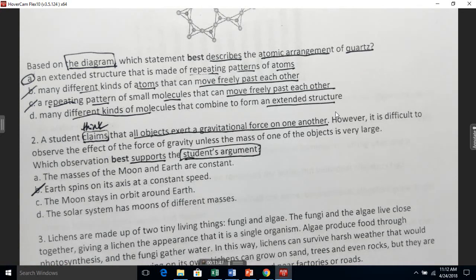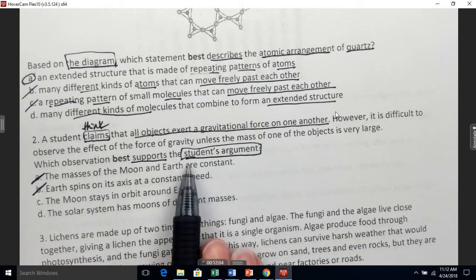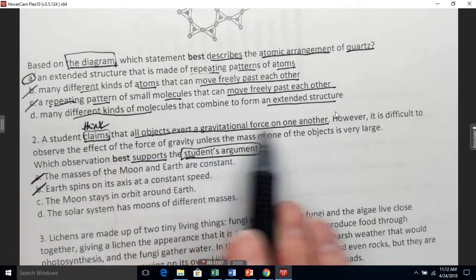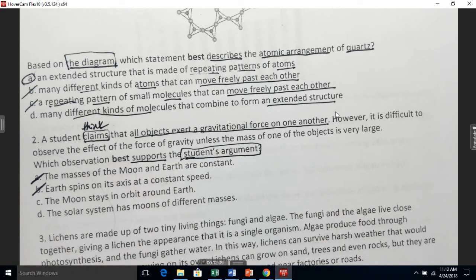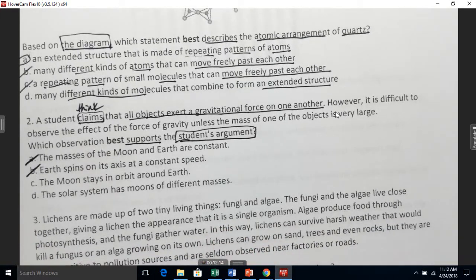Okay, the Earth's mass doesn't change. That means that all objects put a gravitational force on one another. You see what I'm saying? Yeah, but this sentence has to prove his argument that all objects exert a gravitational force on one another. Does that sentence do that? No. Which one does prove that all objects put a gravitational force on one another? Who missed it?